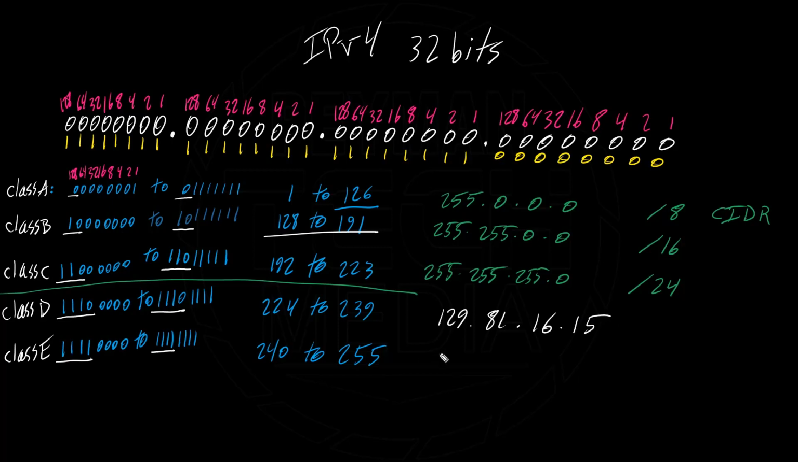129.81.16.15. Another IP address, let's say 129.81.16.19. This one, 129.81.121.15. So if I ask you a question, are these IP addresses on the same network?